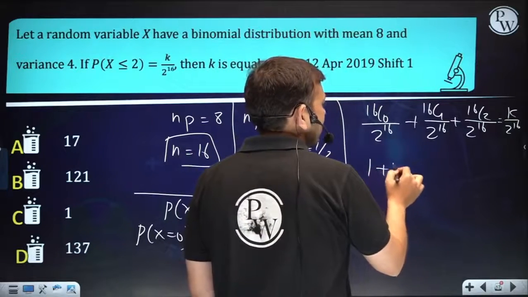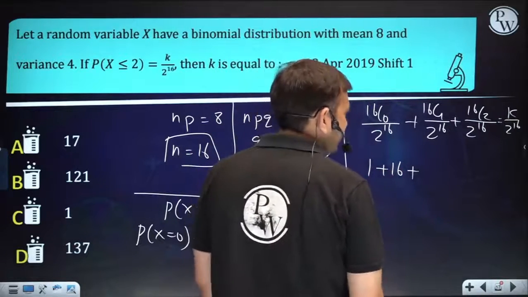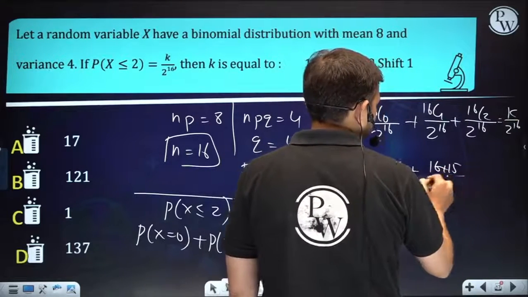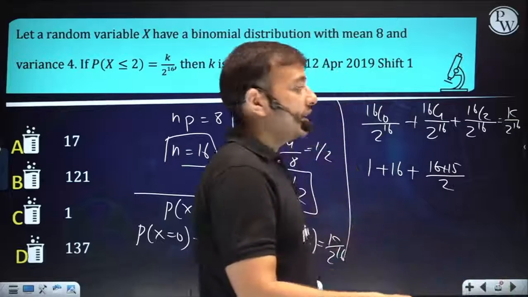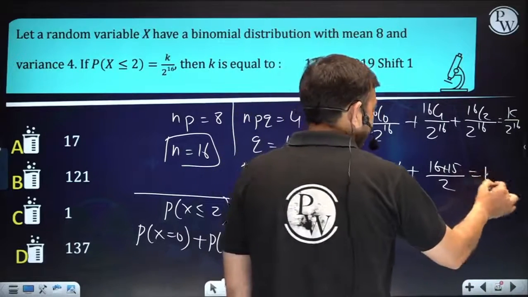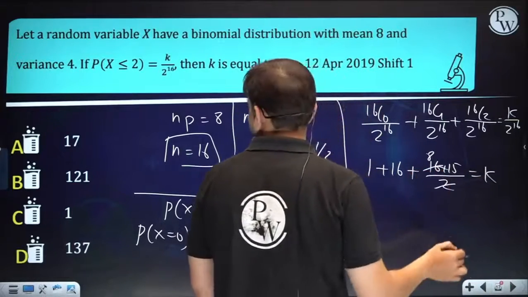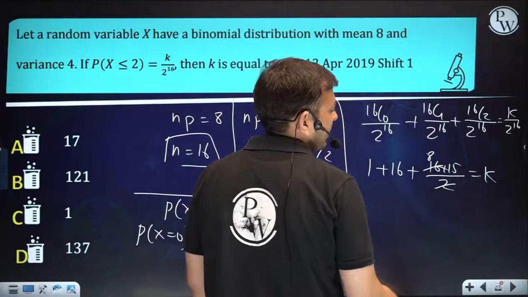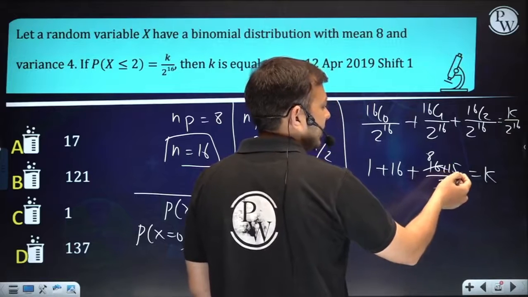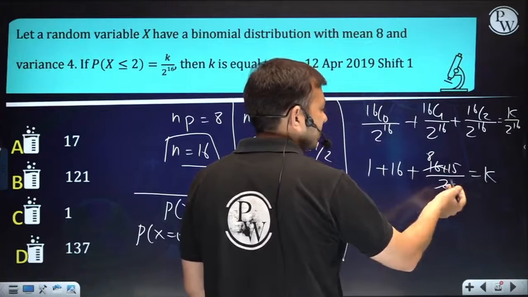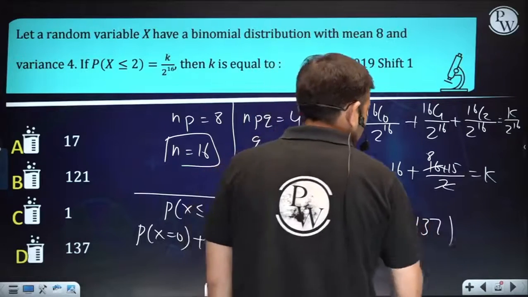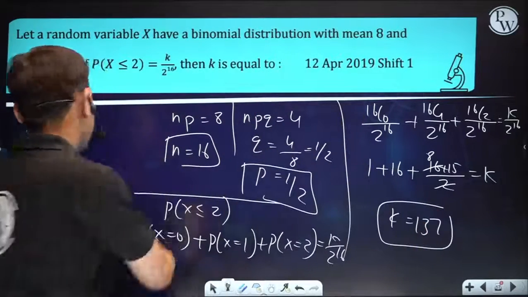16C0 is 1, 16C1 is 16, and 16C2. Sir, 16C2 is 16 into 15 by 2, because 14 factorial will get cancelled. So 8 times 15 is 120, 80 plus 40, sorry. So 120, 136, 137. So k is equal to 137. As simple as that.